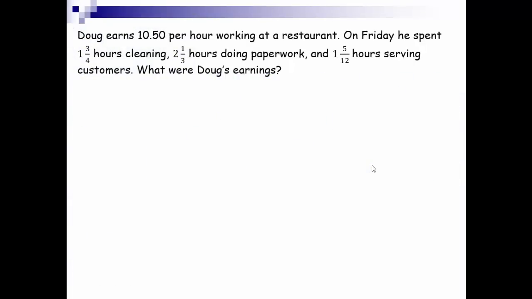Doug earns $10.50 per hour working at a restaurant. On Friday, he spent 1 3/4 hours cleaning, 2 1/3 hours doing paperwork, and 1 5/12 hours serving customers. What were Doug's earnings? Well, first we want to figure out the total number of hours he worked. So if we look here, we know he spent time cleaning, doing paperwork, and serving customers. So the first thing we need to do is figure out the total number of hours he worked.